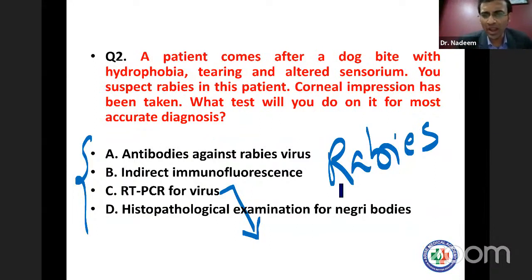When they ask some question related to rabies, please understand what kind of questions they can frame. Whenever there is laceration, are you going to give tight suturing?